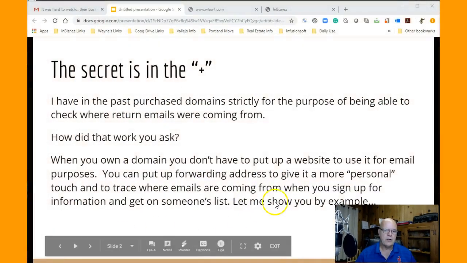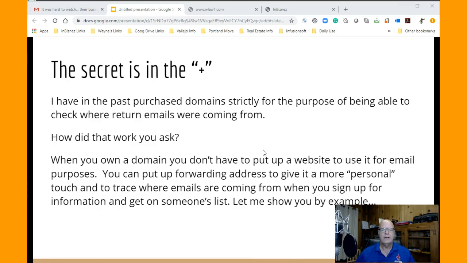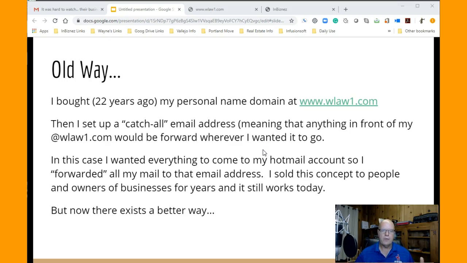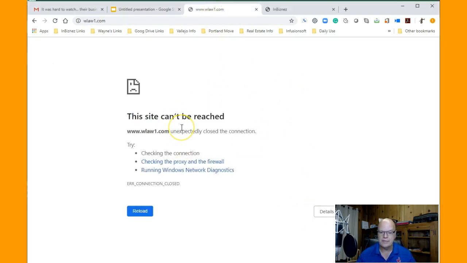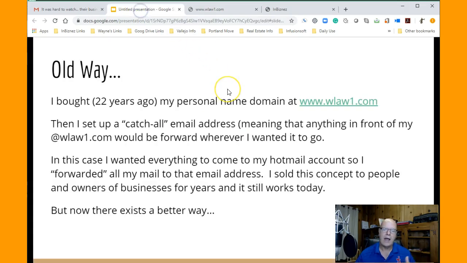All right. So first of all, in the past, I purchased those domains, like I said. How does that work? A lot of people ask me that. So you bought the domain, you use it for your personal stuff. And then the old way was, for example, you see here mine at wlaw1.com. So I would set up a catch-all email for that address. In other words, if you go to wlaw1.com, there's nothing there. I bought the domain with the idea that I want to be able to control who sends me what whenever. So I set up a catch-all.